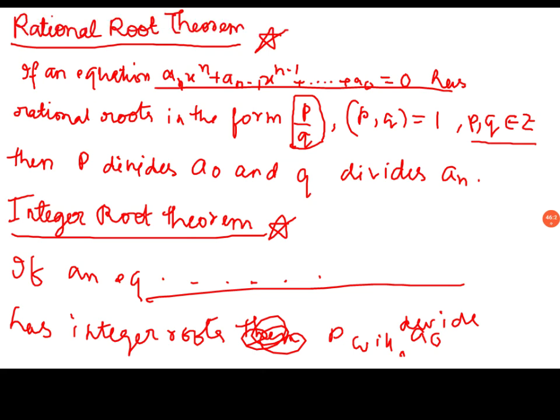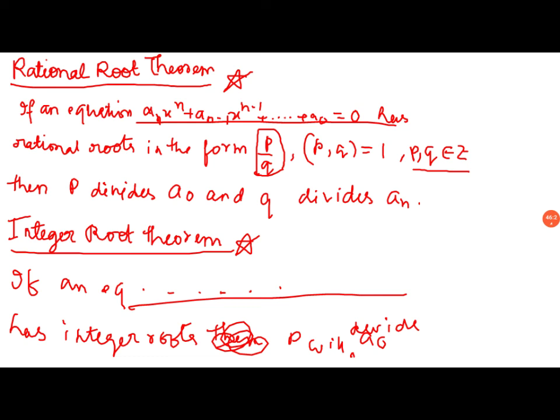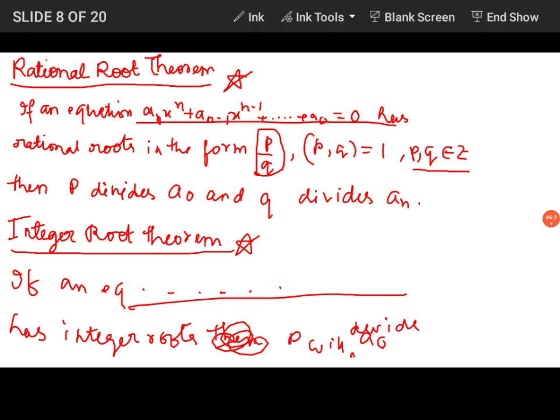Again, I am making you understand once again. So what is the rational root theorem? Rational root theorem is a theorem which states that if an equation has rational roots, and I hope that you know what are rational numbers. Rational numbers are always in the form P upon Q, where P and Q are co-prime and P and Q are integers. Then P will divide A naught and Q will divide AN. Correct? This is the theorem that P will divide A naught and Q will divide AN.